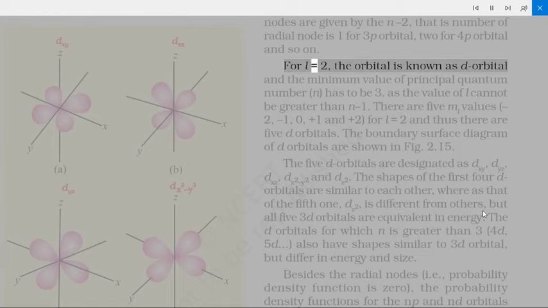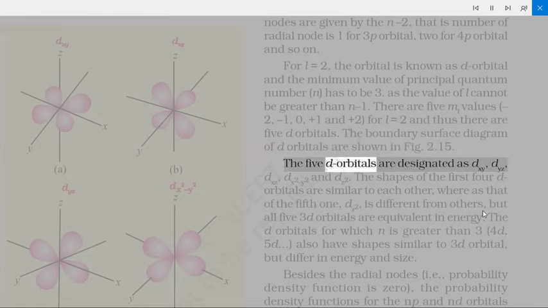For l = 2, the orbital is known as a d orbital, and the minimum value of the principal quantum number, n, has to be 3, as the value of l cannot be greater than n - 1. There are 5 ml values, -2, -1, 0, +1 and +2, for l = 2, and thus there are 5 d orbitals. The boundary surface diagrams of d orbitals are shown in Fig.